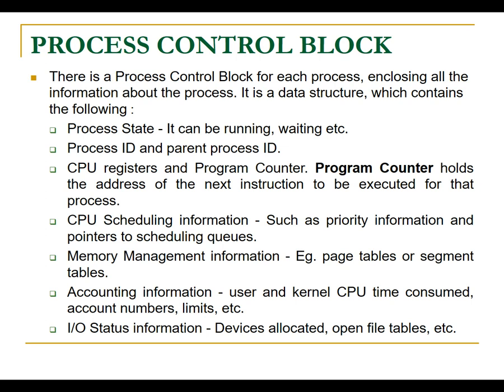Now, during the execution of the process control block, the sub component of the process control block, which is called the program counter, counts the number of processes which have been executed by the central processing unit. Why does the operating system need to count the number of processes which have been executed by the CPU?